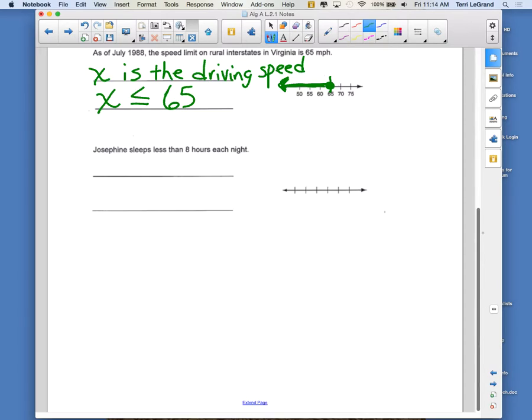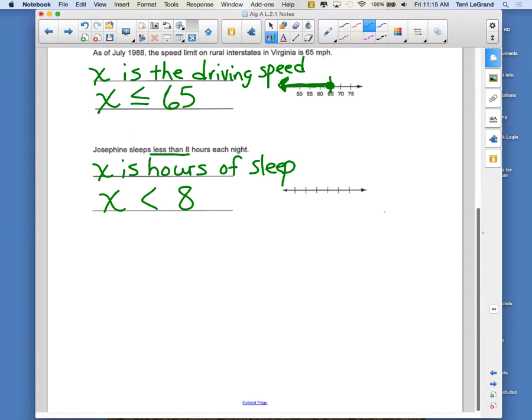Now we got Josephine, who's sleeping less than 8 hours each night, which probably is most of you, right? Okay, so what is the variable in this? What can vary? The amount of sleep, hours of sleep. So the first and most important thing is we know what our inequality is representing. We describe that, and then we say X, and then we see that there's an 8 there, so we know 8's going to be over here. It says less than 8. That's pretty cut and dried, isn't it?